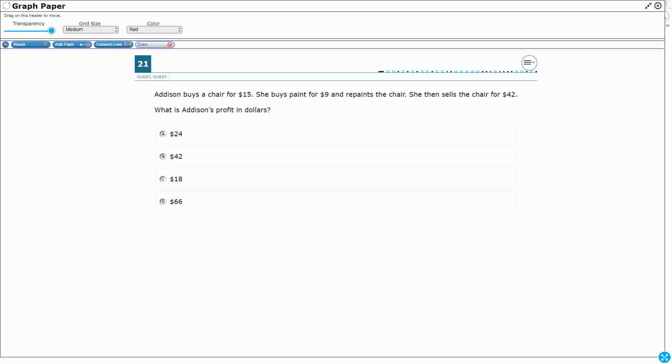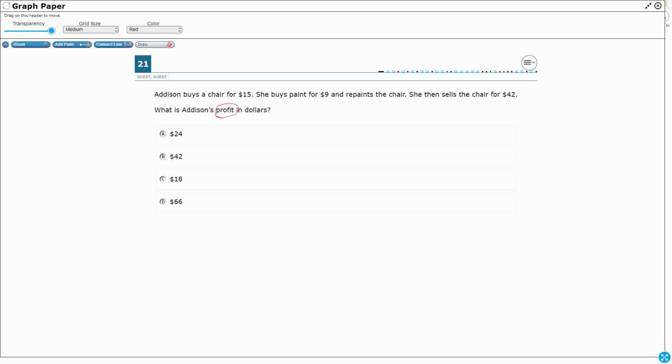All right, so this whole problem revolves around this word profit. So Addison buys a chair for $15, buys paint for $9, repaints the chair, and then sells the chair for $42. So we need to find the profit.